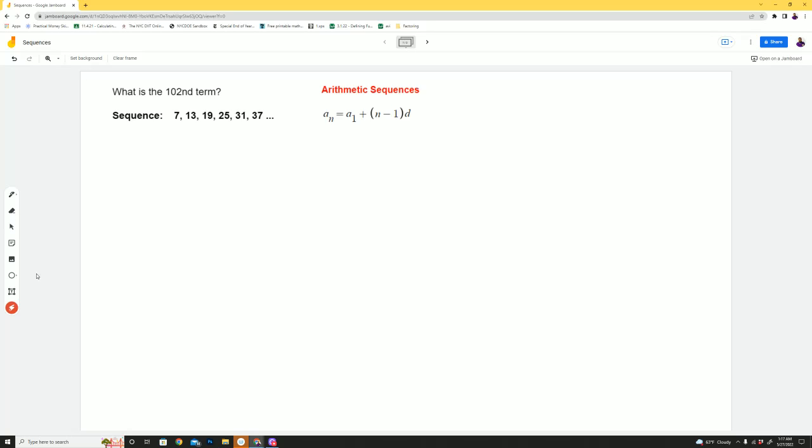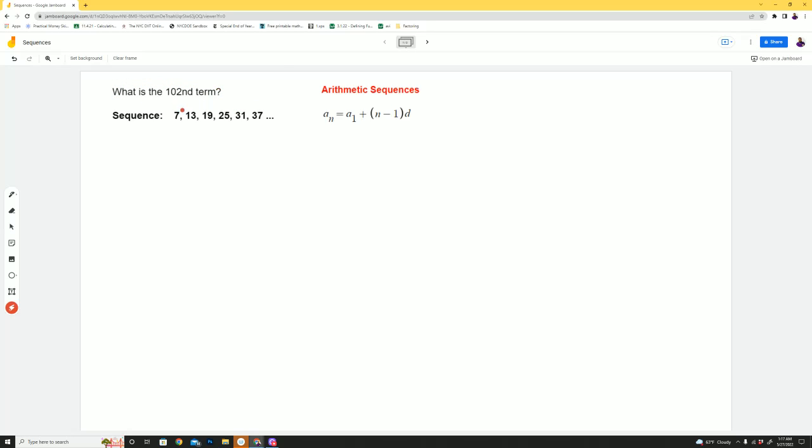Hey guys, so today we're looking at sequences. Right now we're going to look at an arithmetic sequence. This sequence here, we have 7, 13, 19, 25, 31, and 37. And they're asking, what is the 102nd term in the sequence?